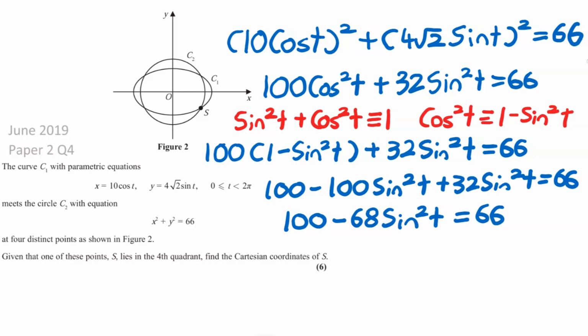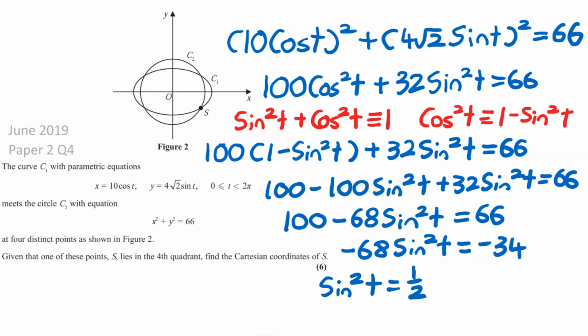Move this 100 here to the other side, so it's 66 minus 100, which is minus 34, and divide both sides here by this minus 68, so we get sin squared t is equal to a half. And then if we square root both sides we get that sin t is equal to plus or minus 1 over root 2. Now which one is it going to be?